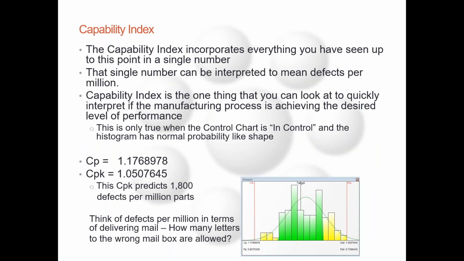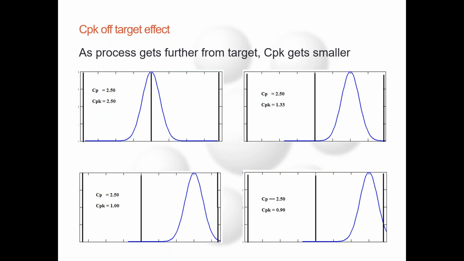The capability index incorporates everything you've seen up to now. And by this I mean the pre-control chart, the control charts, the histograms. So it has now reduced all of that information to one number. Let's back up here again. We have one number now, 0.9 or 2.5, whatever it turns out to be, that represents everything that's happened in this process up to now.